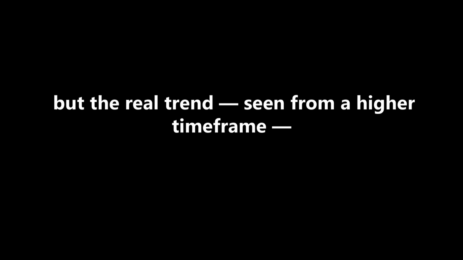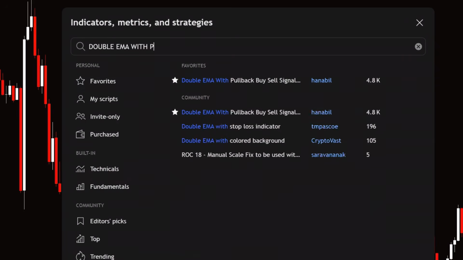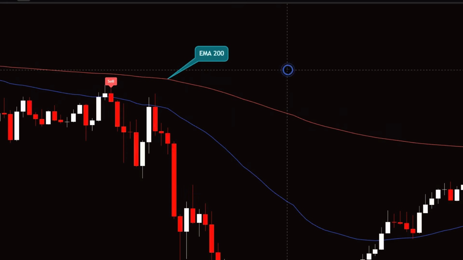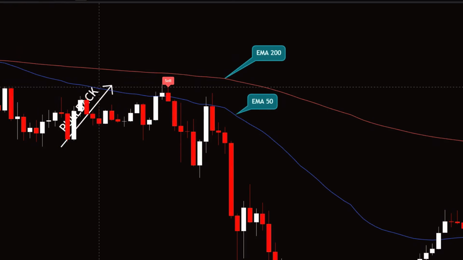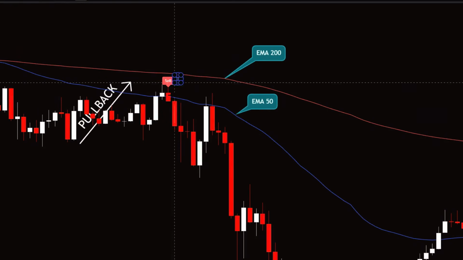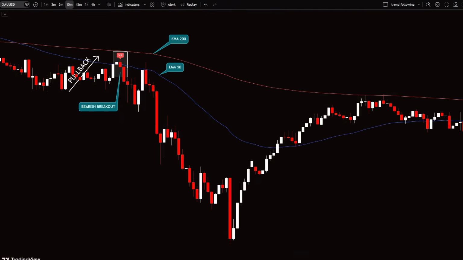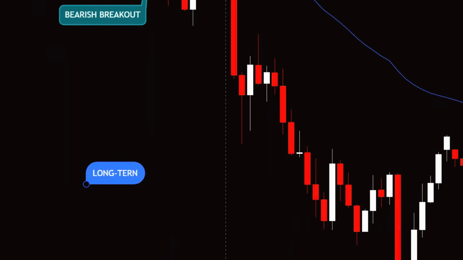EMA pullback confluence strategy. A pullback to a moving average feels like an entry, but the real trend seen from a higher time frame is what decides whether that entry actually holds up. This setup runs a 200 EMA and a 50 EMA, and the signal fires when price pulls back to the 50 EMA and closes a candle through it, say closing below it during a downtrend. That's your sell trigger, but don't take every single one of those blindly.